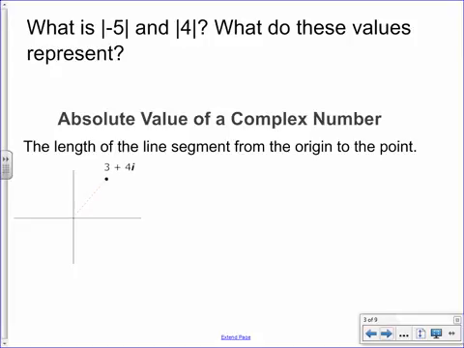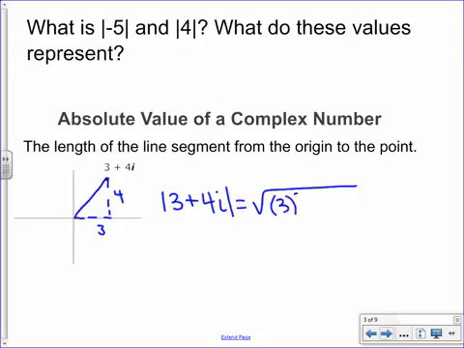So let's consider this number. How might we find that distance from 0, or the origin? Say it loud. The Pythagorean theorem, right? If I'm looking for this distance, we know that this distance is 3, and this distance is 4. And we have a right triangle. So the absolute value of 3 plus 4i is just going to be the square root of 3 squared plus 4 squared. Now, the i does not go in there with the Pythagorean theorem. There's a distance of 4 from the real axis, so we plug in 4, not 4i.